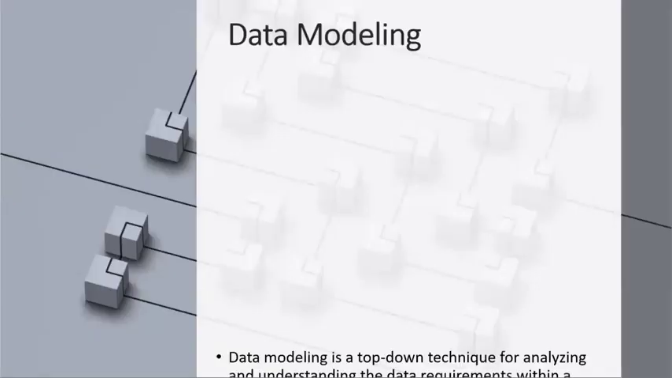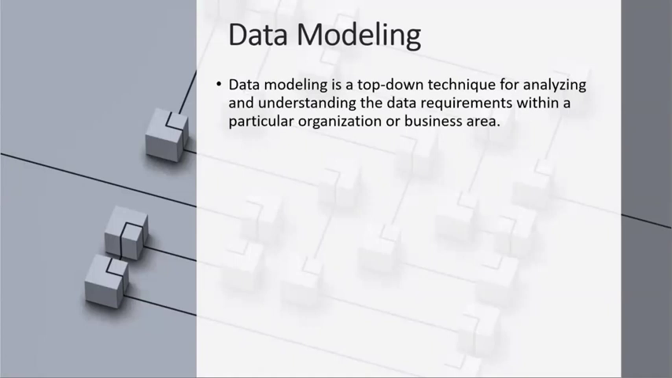Okay. Now, the first perspective, we're looking at data modeling. Now, data modeling is a top-down technique which is used to analyze and understand the data requirements of an organization, or sometimes it can be a business area, a department or a functional area, and so on. Now, what this means in simple terms is this. Before we build a system, we must understand exactly what information the organization needs in order to function.